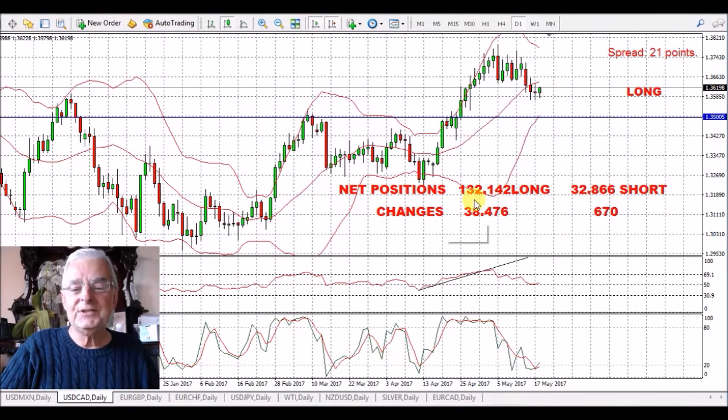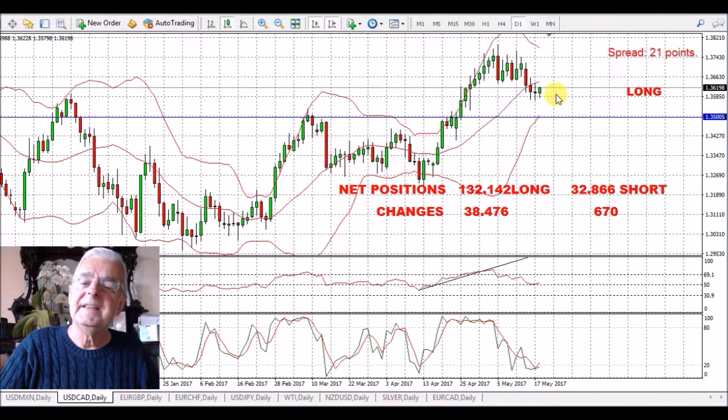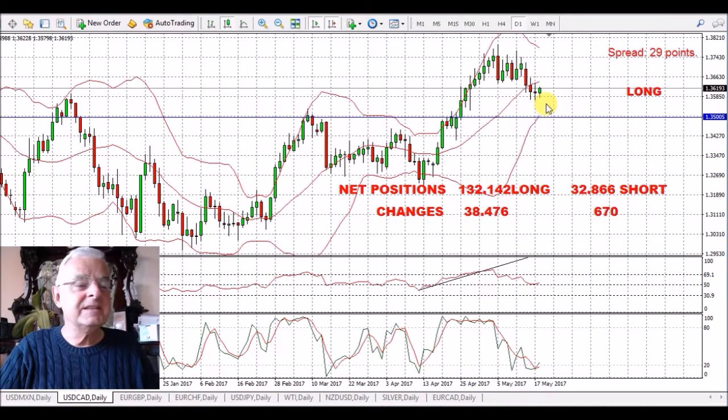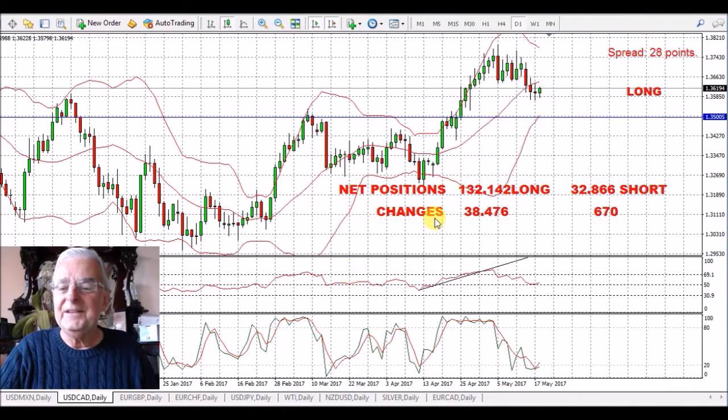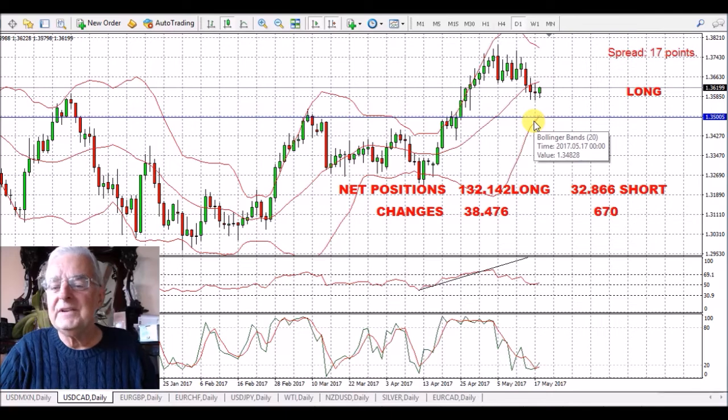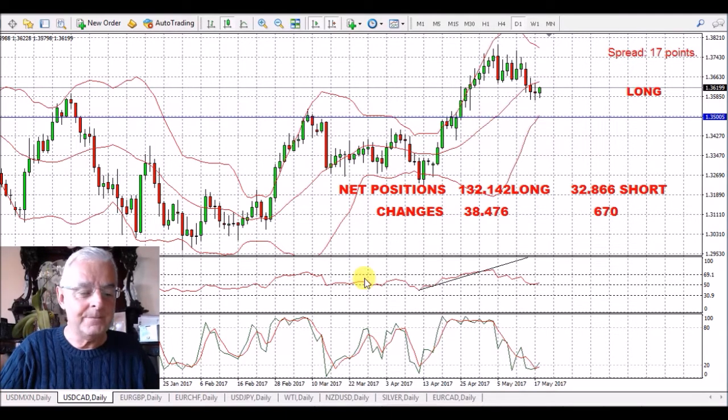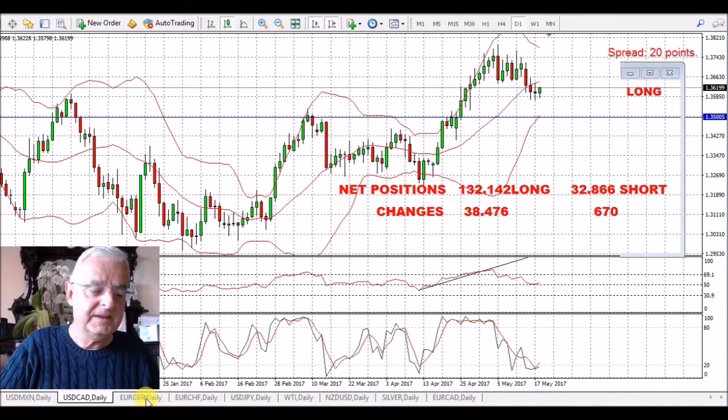USD CAD, same sort of story. I think the oil might go up in price, so this isn't one of my favourite trades at the moment. If it goes down to the 1.35, I might have a go back up long.